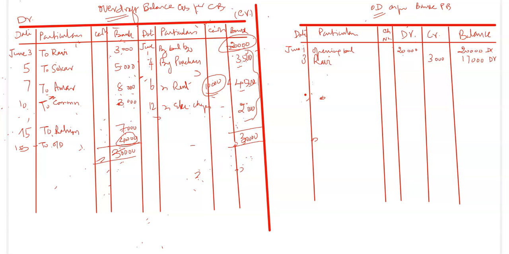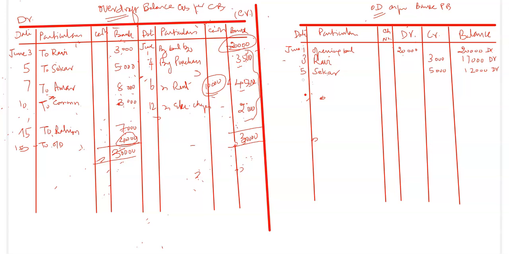Similarly, on 5th, again you get a check from Mr. Shekhar. So because of which you will have a credit effect in your passbook. So now your balance will become 12,000 debit. So every credit decreases your OD balance from 20,000 to 12,000. OD has decreased.